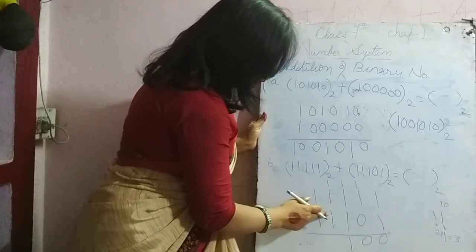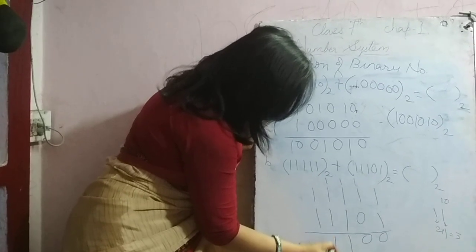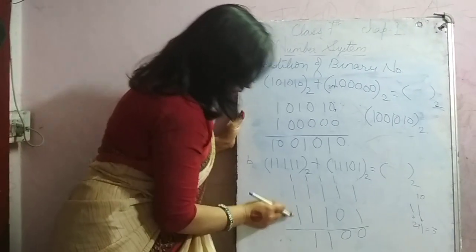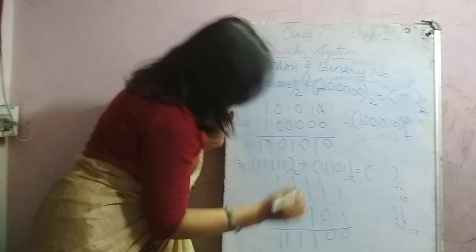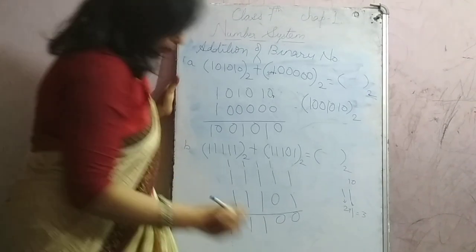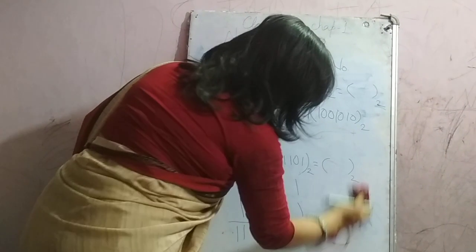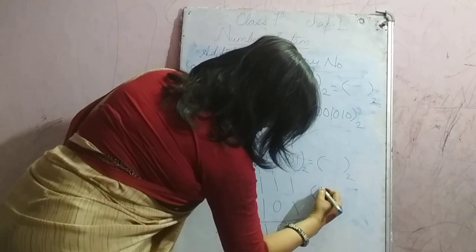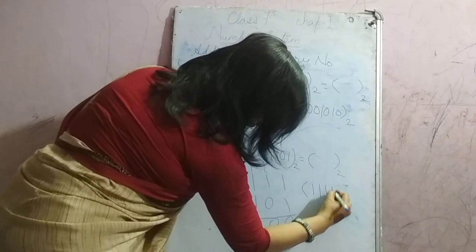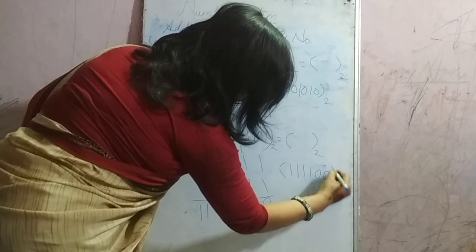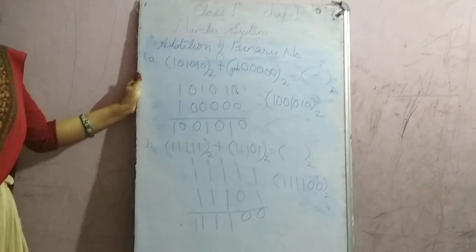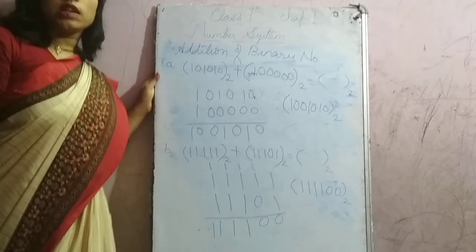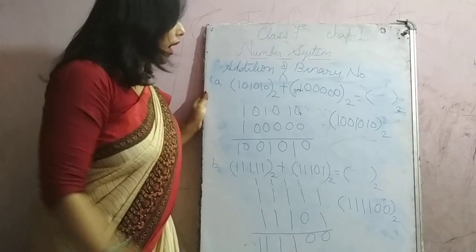Again 1 1 plus 1. 3 ones are here. Again 1 1. Now here also 1 plus 1 plus 1. So it will be 1 1. So what is the answer over here? The answer will be 1 1 1 1 0 0 base 2. This will be the answer. Okay. Now this is the simple binary addition.